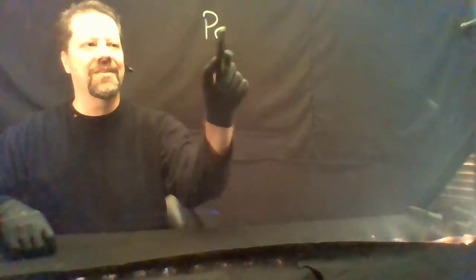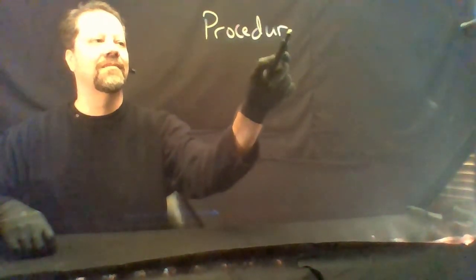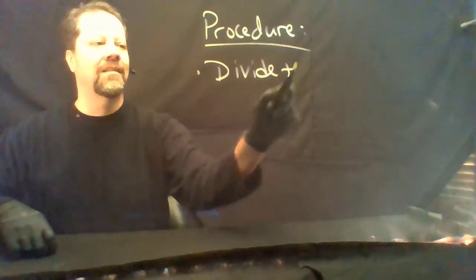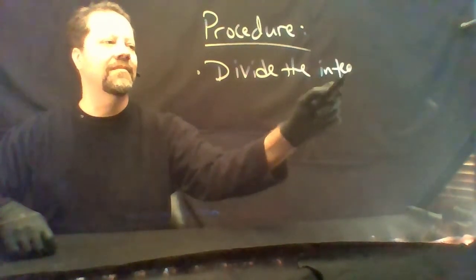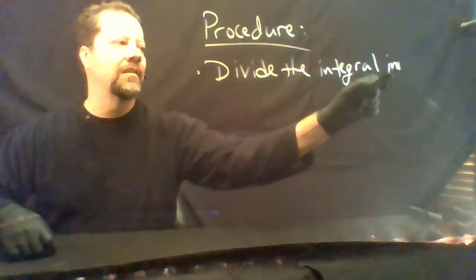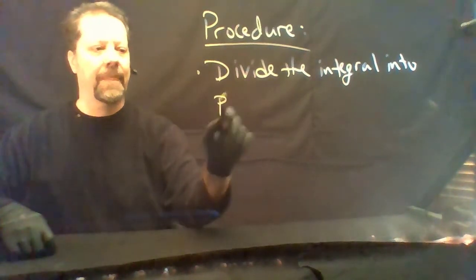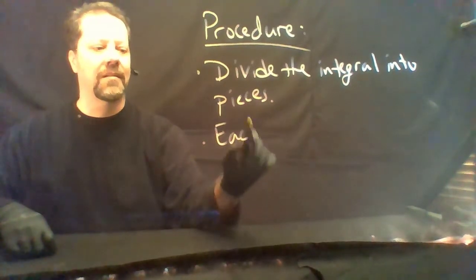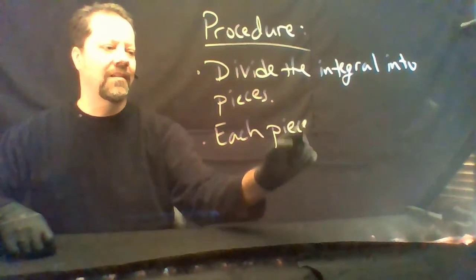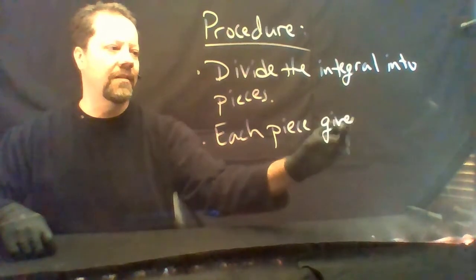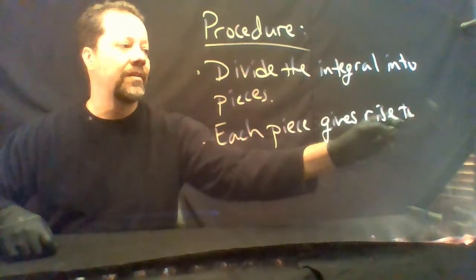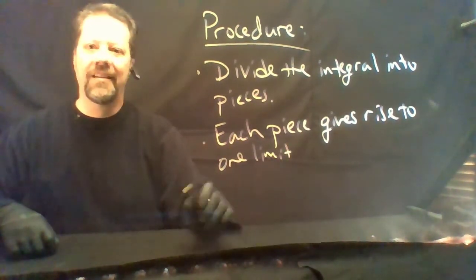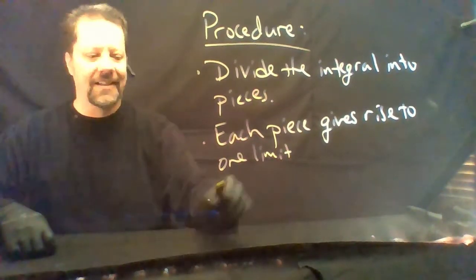So the procedure: divide the integral into pieces. Each piece gives rise to one limit. If one limit diverges, the whole thing does.